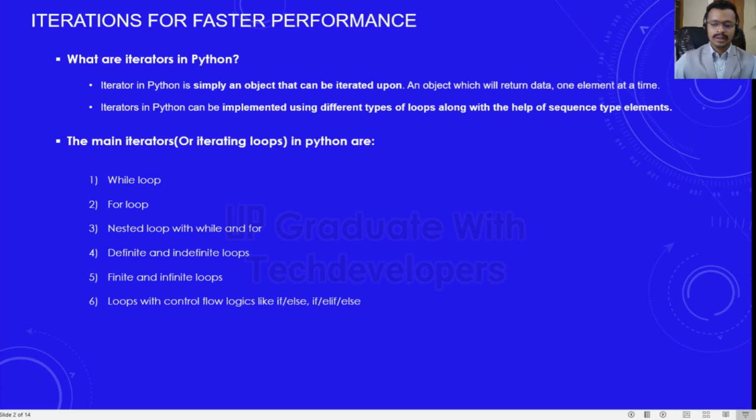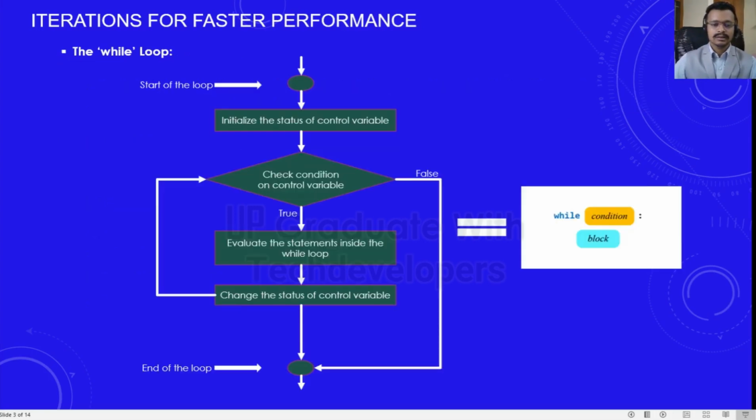So let us begin our practical work starting with the while loop. So here you can see the flowchart and the general format of the while loop. If you look at the general format, the reserved word while begins the while statement. The condition determines whether the body will be executed or not, and a colon must follow the condition.